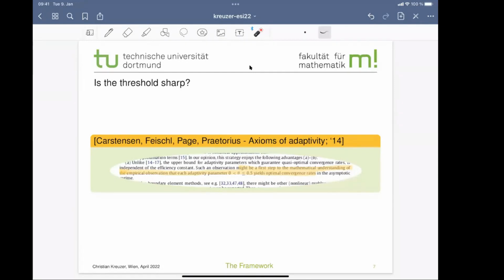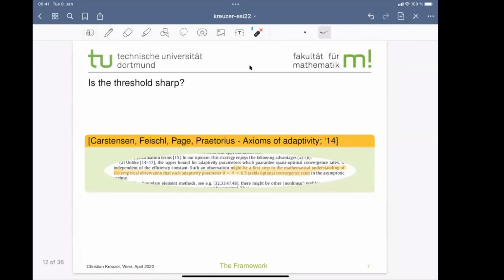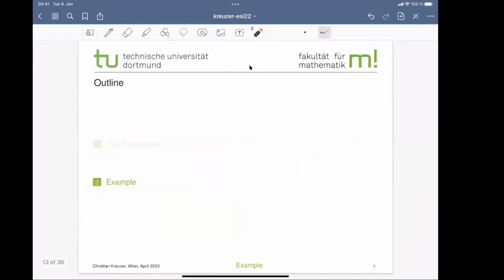So we didn't manage to find a counterexample, and so we decided to construct one, and this is the example I will present to you in the second section.